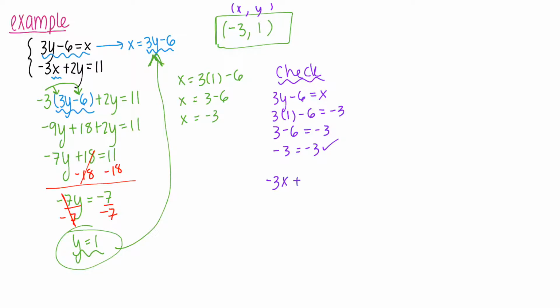Let's look at the second equation. -3x plus 2y equals 11. X is -3. Y is 1. -3 times -3 is +9. Plus 2 is equal to 11. This is looking good. So when we plugged it back in, we got true statements both times. So we can say -3, 1 is the answer to this system. So that's the method of substitution.